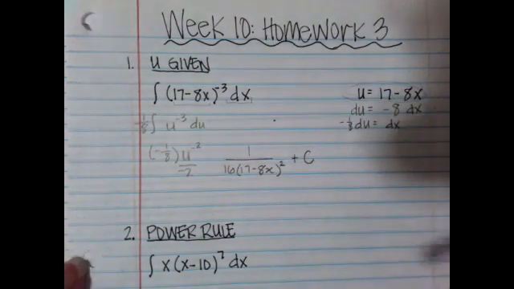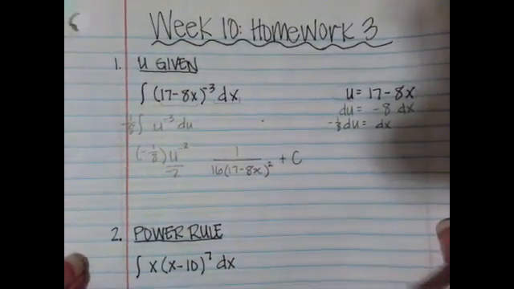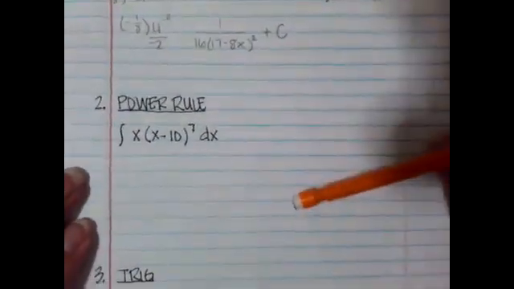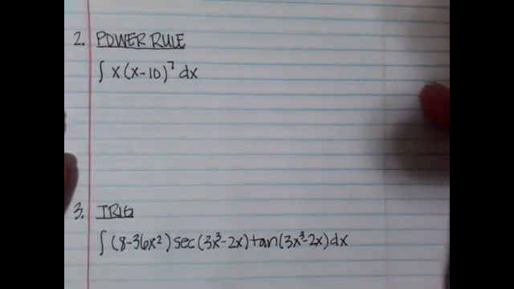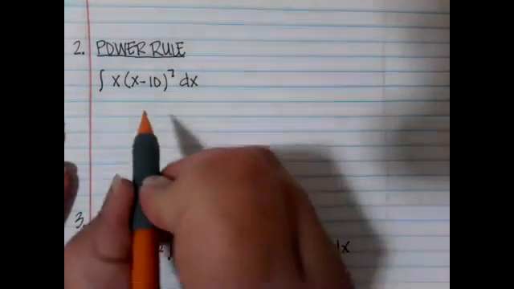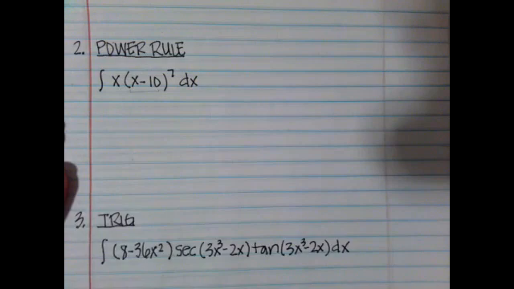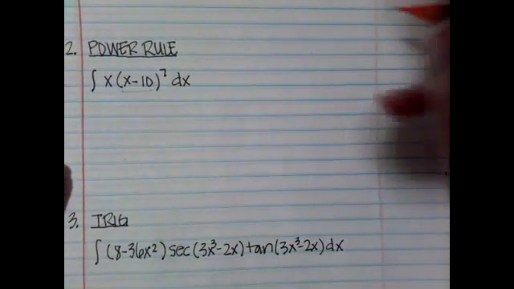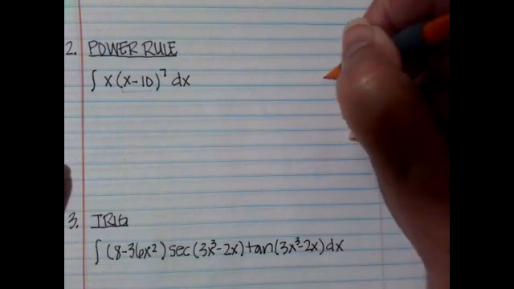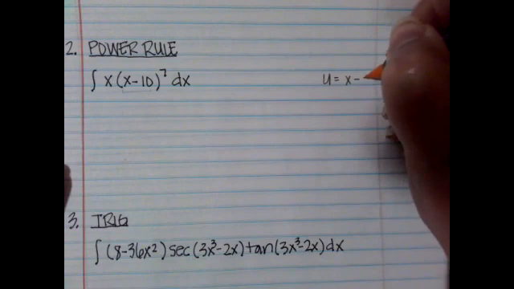Okay, so that's the first kind, and you'll have about a third of them like that where they tell you what u should equal. Now, when they don't tell you what u should equal, you usually can figure it out not too bad. A lot of times it's just whatever's in the parentheses or whatever's the main part of the problem, but you can usually figure it out or just fiddle around until you do. But on this one, I'm just going to say that u equals x minus 10.